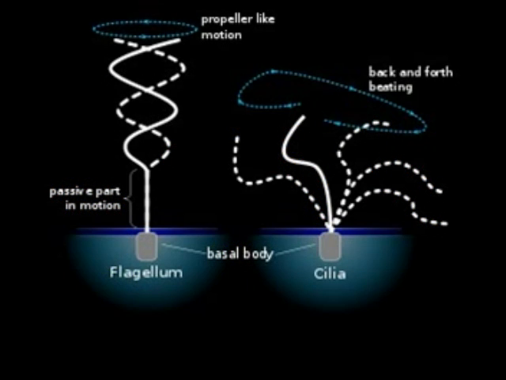This is the flagellum, and that is the cilia. Cilia are hundreds of hair-like structures outside the cell membrane, while flagella are at the end of a cell, and usually there's one of them. The flagella also looks like a whip.